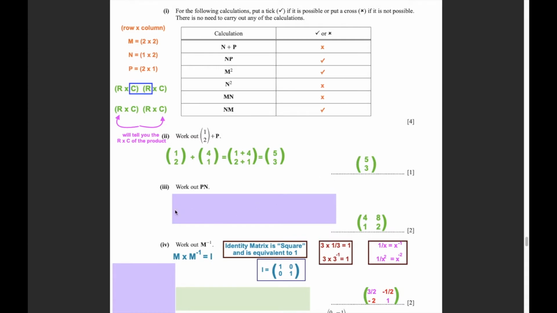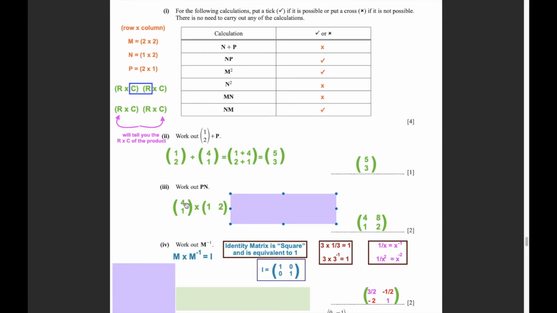So let's work out P times N. So we have P, which is 4 and 1. N is 1 and 2. So P is 2 by 1. N is 1 by 2. So the column of the first one is the same as the row of the second one. So we can proceed with this.